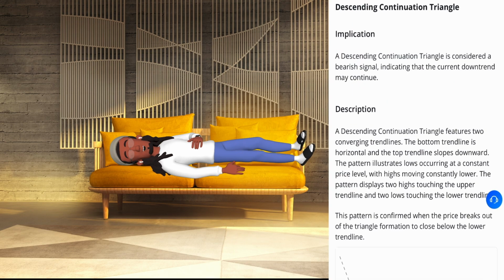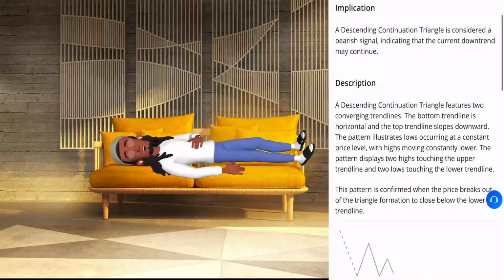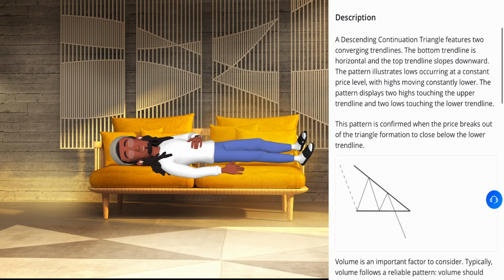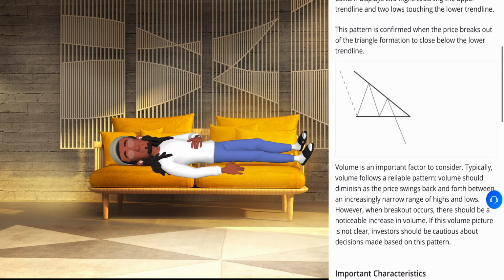A descending continuation triangle features two converging lines. You see those in the picture, the diagram. The bottom trend line is horizontal and the top trend line slopes downward. The pattern illustrates lows occurring at a consistent price level with highs moving constantly lower. The pattern displays two highs touching the upper trend line and two lows touching the lower trend line. This pattern is confirmed when the price breaks out of the triangle formation to close below the lower trend line.